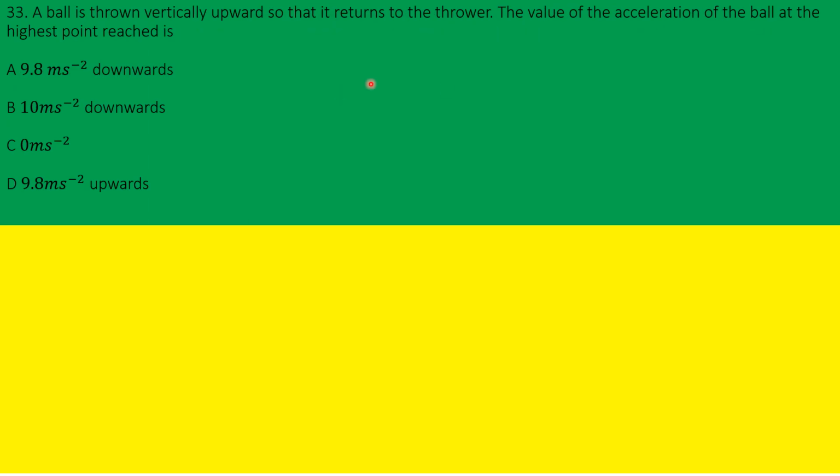Okay, a ball is thrown vertically upward. So that returns to the value of the acceleration of the ball at the highest point, which is, all right, a ball thrown vertically upward is actually a projectile, right? A projectile is anybody that is given an initial impulse and is allowed to move under the influence of gravity alone. So the acceleration of that body is basically the acceleration due to gravity, which is always 9.8 meters per second squared downwards. So our answer is A.